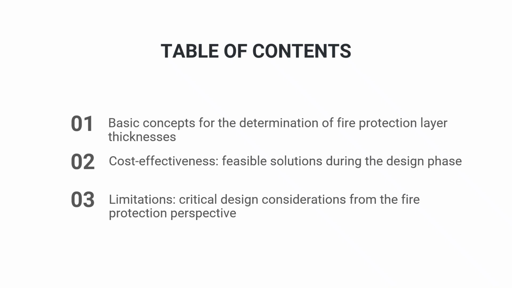I've broken today's topic down into three main points. As a first step, I will introduce the key concepts that influence the fire protection solutions of steel structures and the determination of layer thicknesses of the intumescent fire protection coating. Next, I will explain which factors have the greatest impact on a project's cost effectiveness from the perspective of structural fire protection. Then I will outline the critical aspects of design from the perspective of structural fire protection that may limit feasibility during the construction phase.